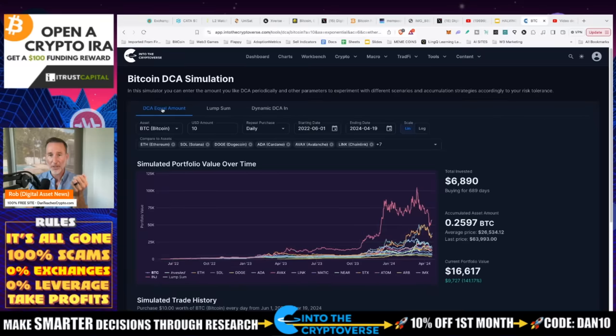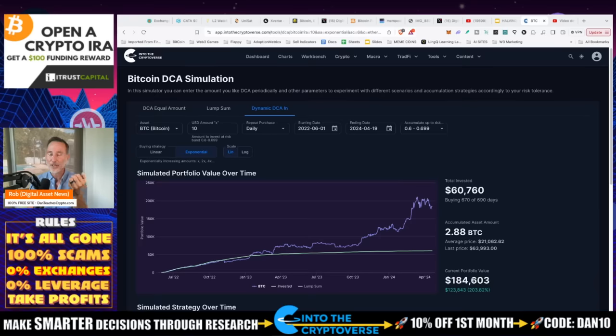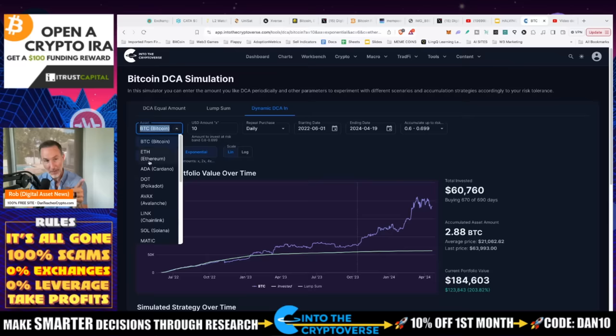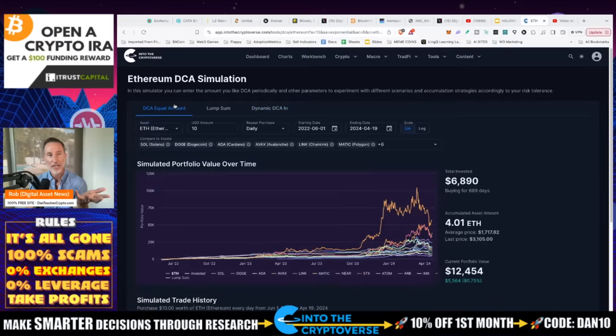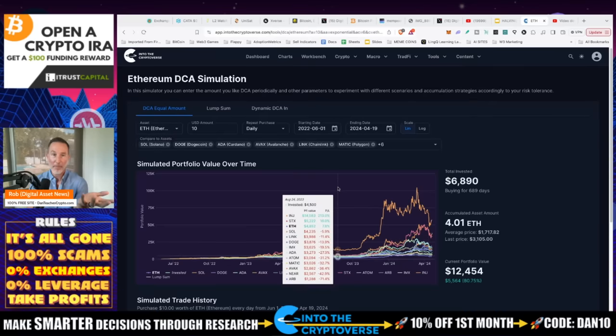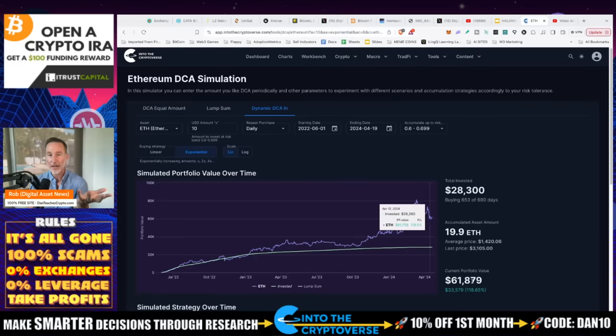But if I would have done the dynamic DCA, here I'm up 141%. With dynamic DCA, I'm up 203%, just for stopping when it goes above 0.69, and then doubling or quadrupling up when the price goes lower. It's the easiest thing of all time. What's more interesting is Ethereum, because you can choose different assets. Same thing: I put in 6,890 bucks and I'm up 80%, 12 grand. Not bad. With dynamic DCA, I'm up 118%.